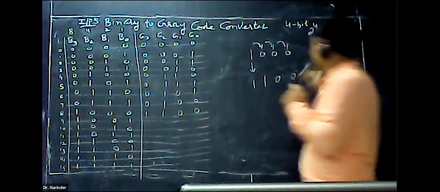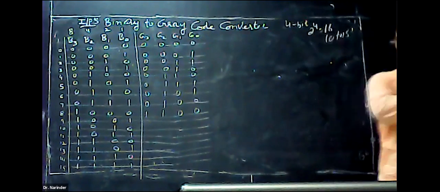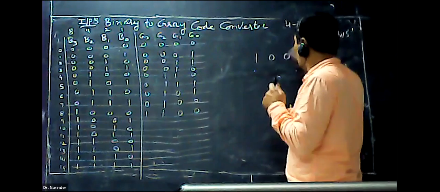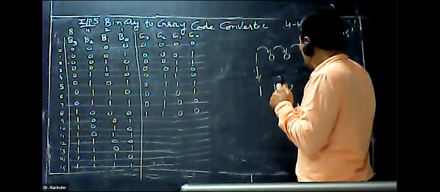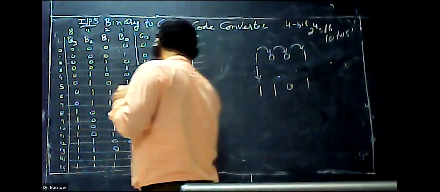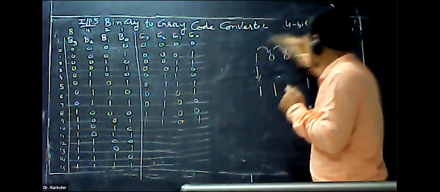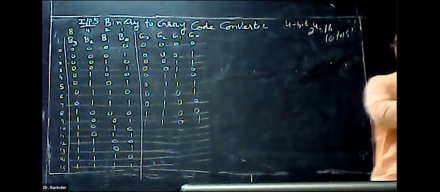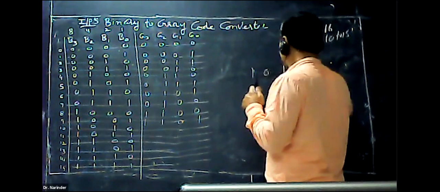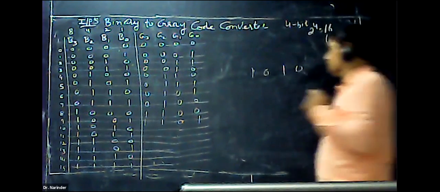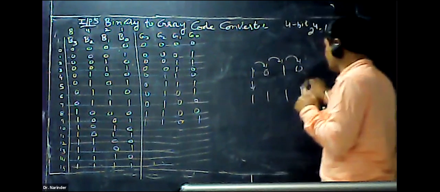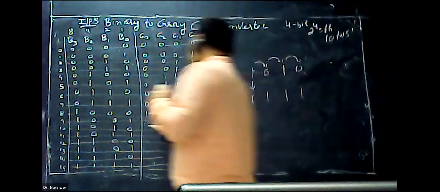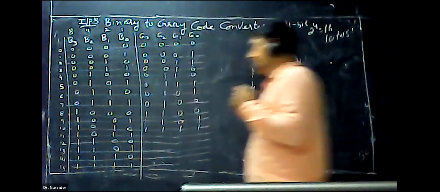Next is 9. 1, 0, 0, 1. This is 1. 1 plus 0 is 1, 0 plus 0 is 0, 0 plus 1 is 1. So it would be 1, 1, 0, 1. Next is 10. 1, 0, 1, 0. MSB 1 plus 0 is 1, 0 plus 1 is 1, 1 plus 0 is 1. So it would be 1, 1, 1, 1. Next is 11.